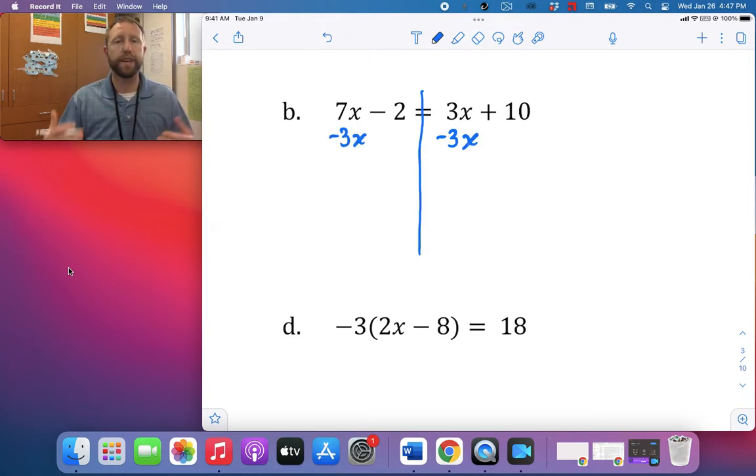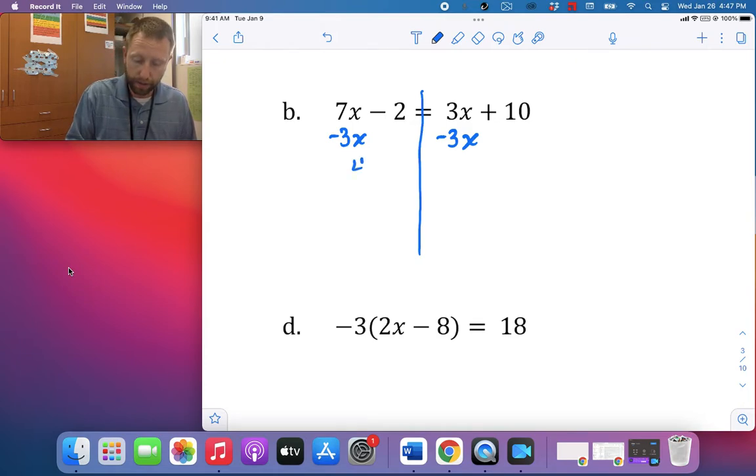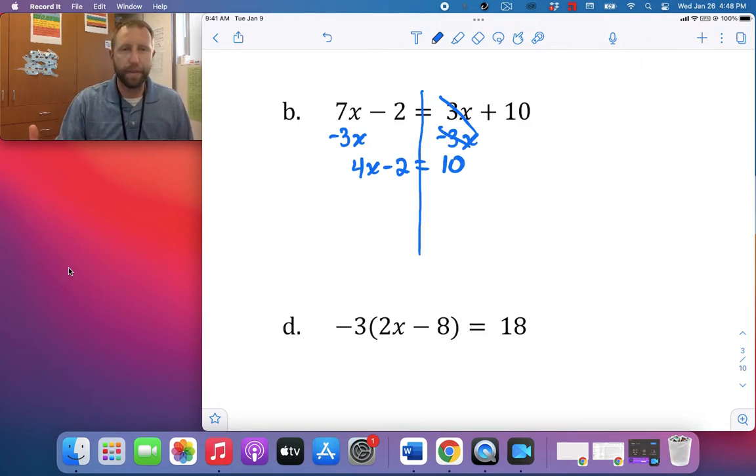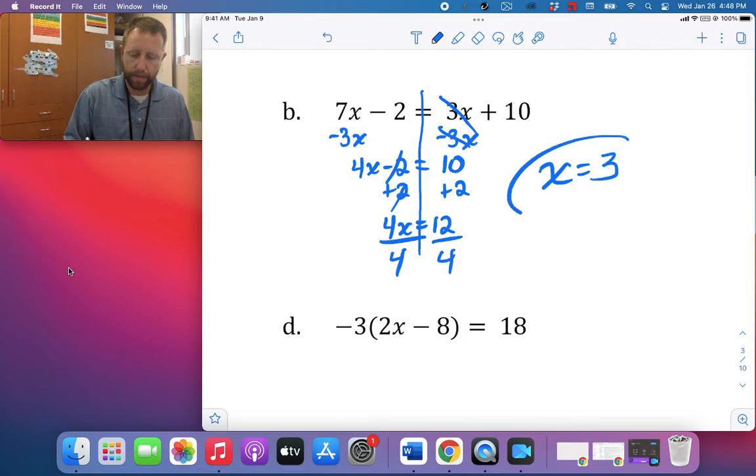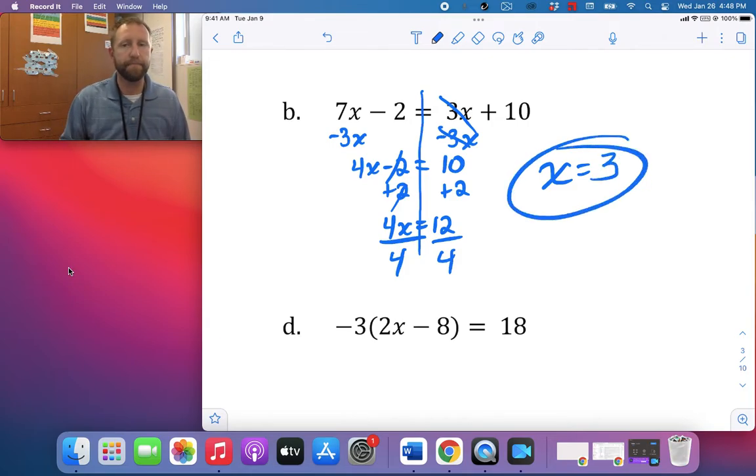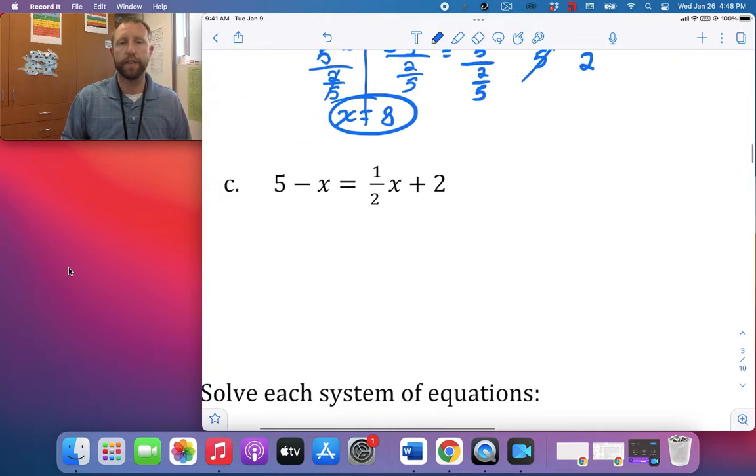When I subtract 3x from both sides, there's 7x minus 3x on the left-hand side there. That's 4x. So I've got 4x minus 2 equals, now these 3x's, they canceled, and I'm left with just 10. All right, so it's a two-step equation from here. Add 2 to both sides. That gives me 4x equals 12, and then divide both sides by 4. And that gets me x equals 3. Okay, so halfway done with the solving equations.